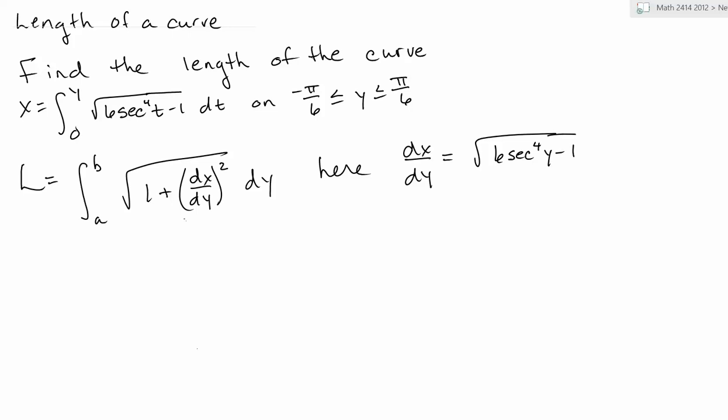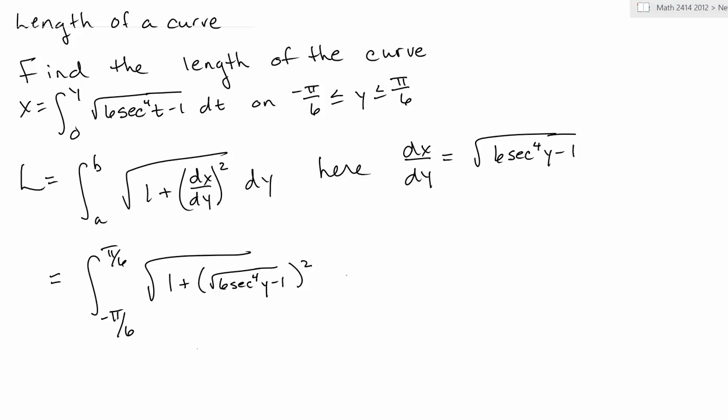What's cool about that is that when you square it, you're just going to get 6 secant to the fourth y minus 1, and then you have the plus 1 here, and so the ones will cancel. So we'll write this as the integral from negative pi over 6 to pi over 6. I'll go ahead and show that step. It'll be 1 plus this thing, the square root of 6 secant to the fourth y minus 1, all squared dy. Again, when you square the square root, it undoes each other, and then the 1 and the minus 1 cancel.